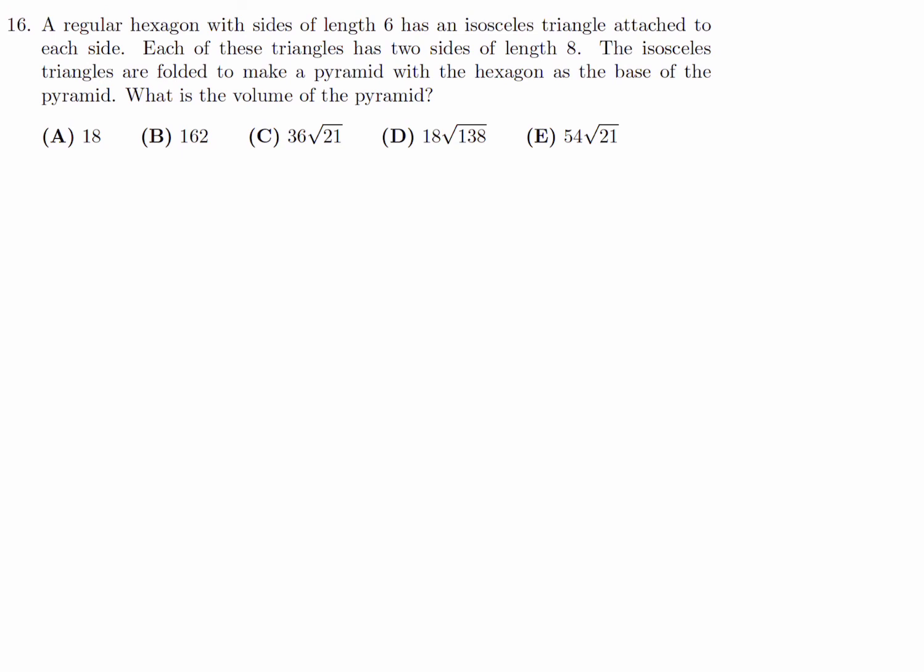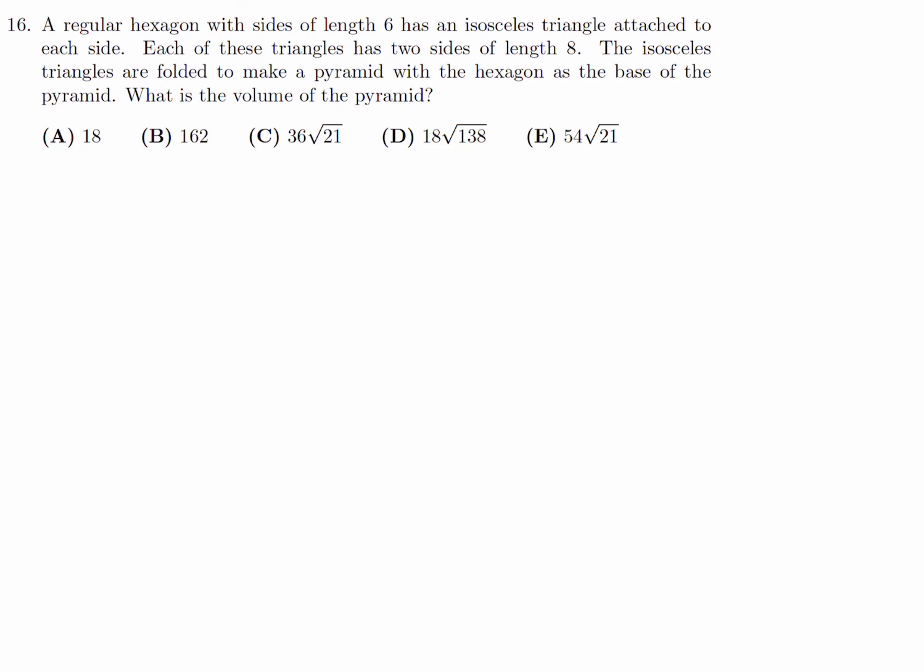A regular hexagon with sides of length 6 has an isosceles triangle attached to each side. Each of these triangles has 2 sides of length 8. The isosceles triangles are folded to make a pyramid with the hexagon as the base of the pyramid. What is the volume of the pyramid?